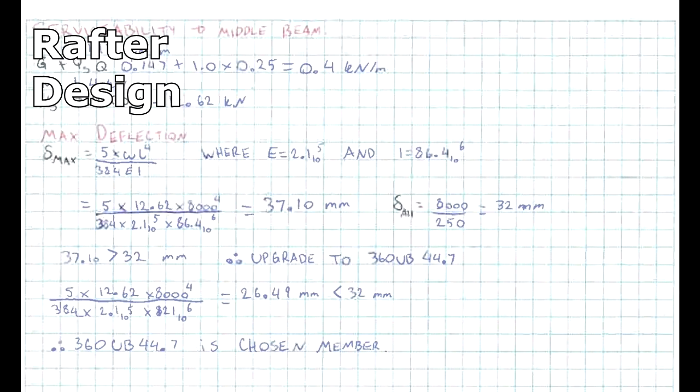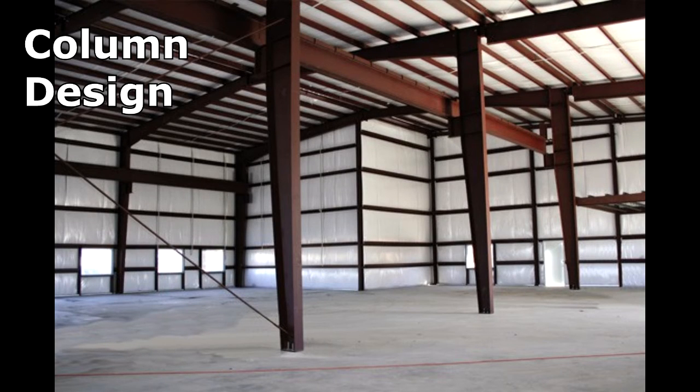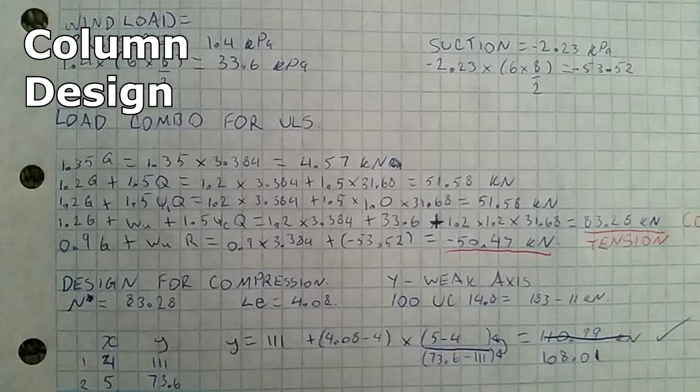For the middle member, a 360 universal being 44.7 was found to be the best fit. For the edge, 250 universal being 37.3 was the selected member. Column design process is similar to rafters. First, loads are calculated and placed into critical load combinations. Columns are then designed for pure compression, followed by ensuring moment capacity, serviceability, and maximum deflection qualities of the chosen columns are adequate. 150 universal column 23.4 was the column selected and successfully holds required loads.